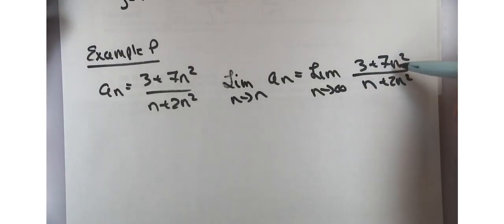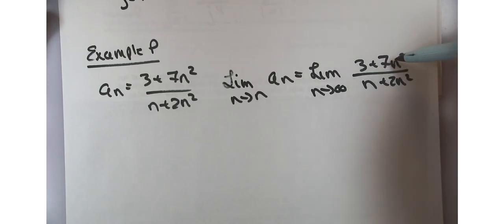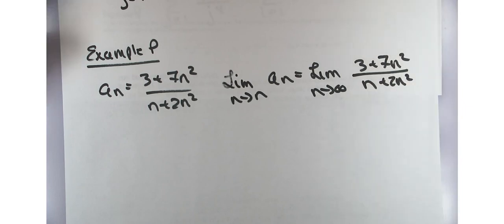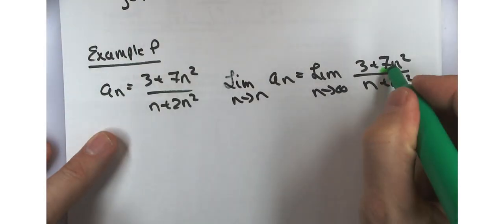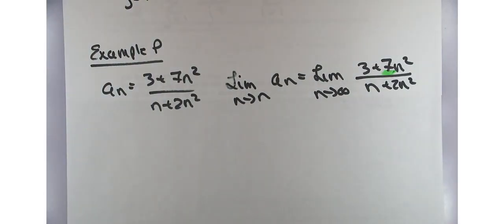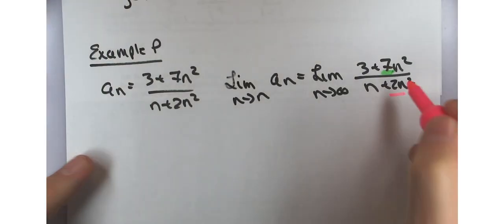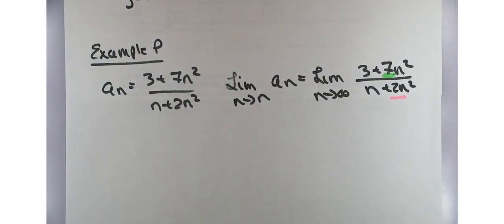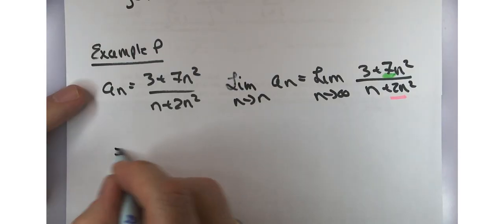Yeah, the exponents have the same degree, right? The degree in the numerator and the degree in the denominator are the same. So this limit is 7 over 2, which is 3.5. Nice. So it equals 7 over 2.